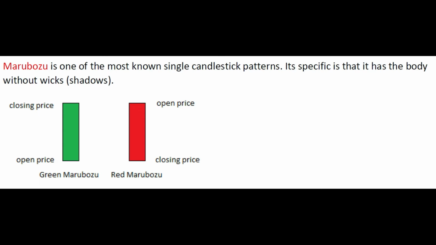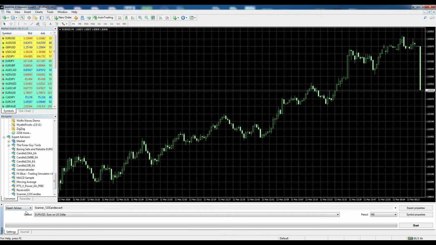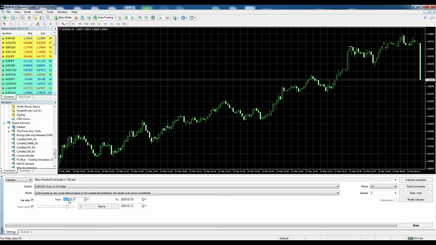Marubozu is one of the most known single candlestick patterns. Its specificity is that it has the body without wicks, shadows. First I will open Strategy Tester and show you how to set and find Marubozu in the indicator.